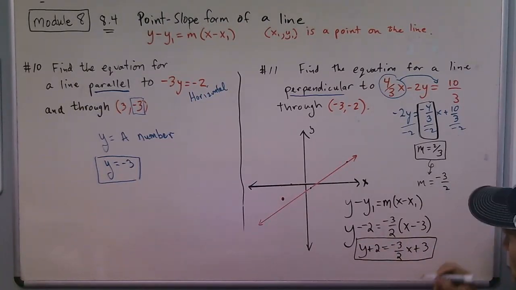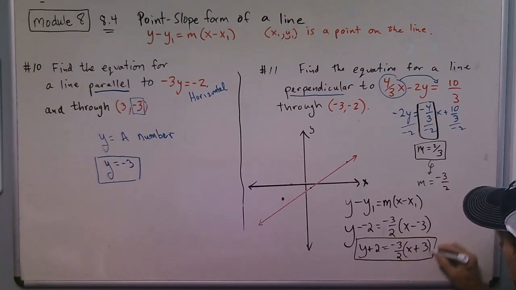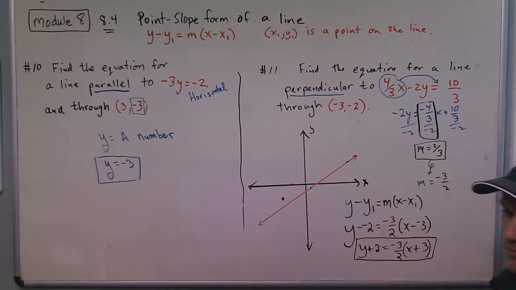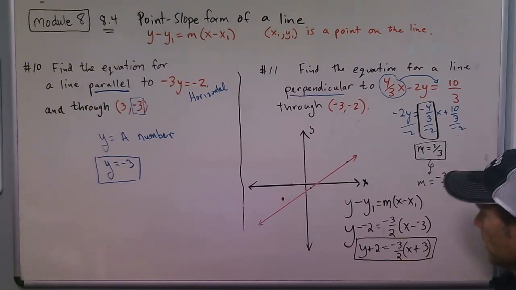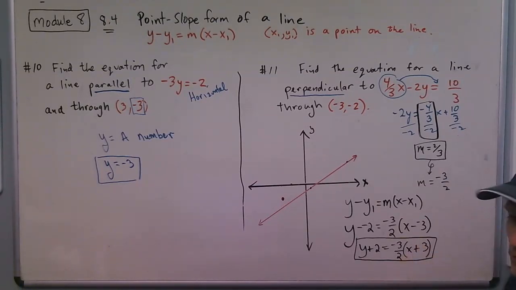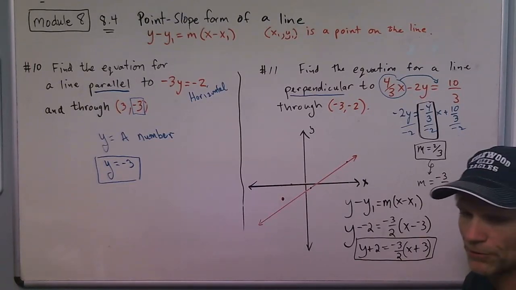I see I'm missing a parenthesis here when I look. That's a fine answer there. So be careful with your parentheses. If you had to change it to slope-intercept form, you'd have to do a little more math, but it's perfectly okay.